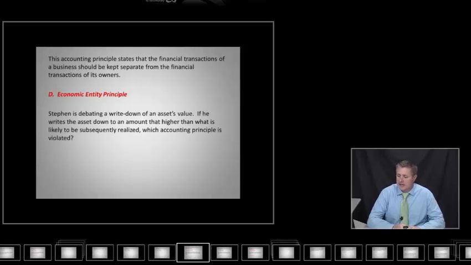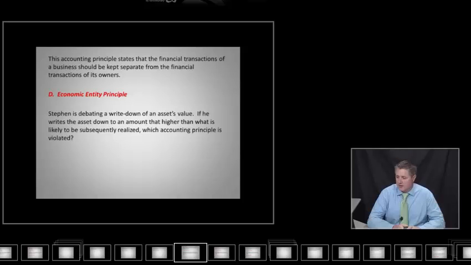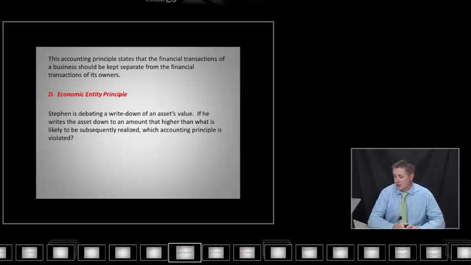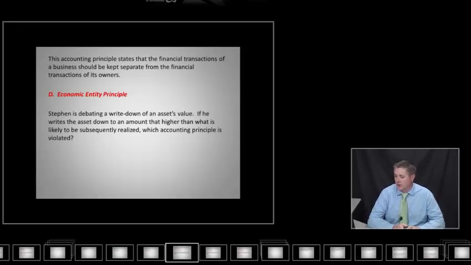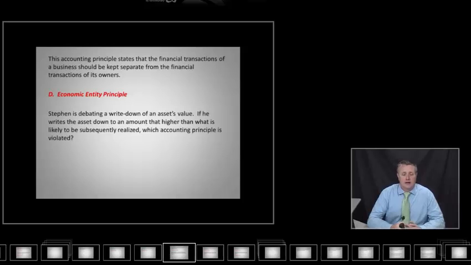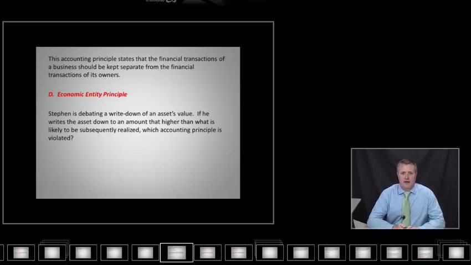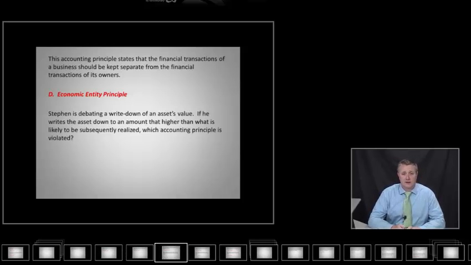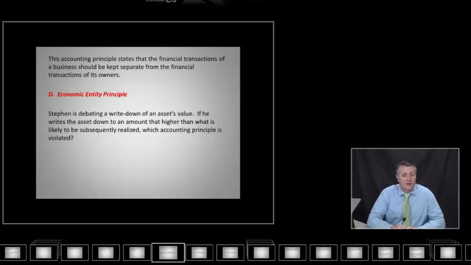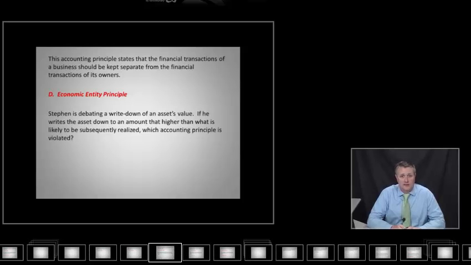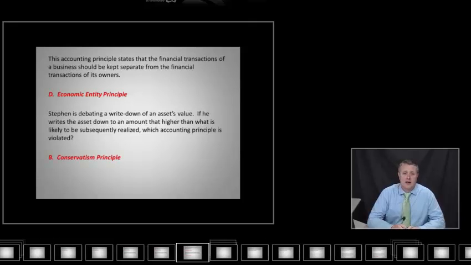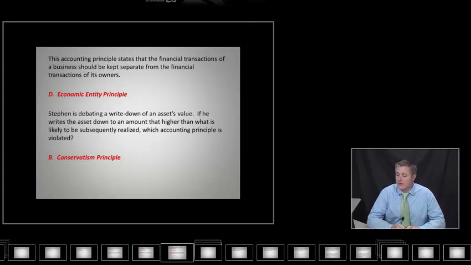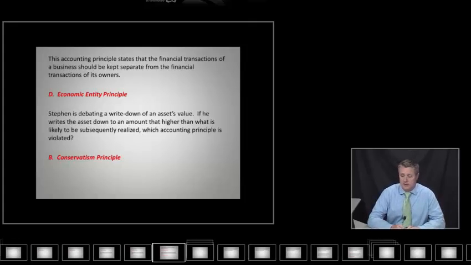Okay, next item. Stephen is debating a write-down of an asset's value. If he writes the asset down to an amount that's higher than what is likely to be subsequently realized, which accounting principle is violated? Well, in a situation where you're required to write down an asset, you should always use the principle of conservatism. If you're going to write down an asset, you should usually provide a conservative estimate of what is going to be realized in the future. So choosing a higher value than what may be realized in the future is a violation of the conservatism principle.